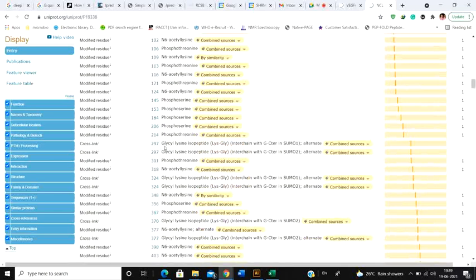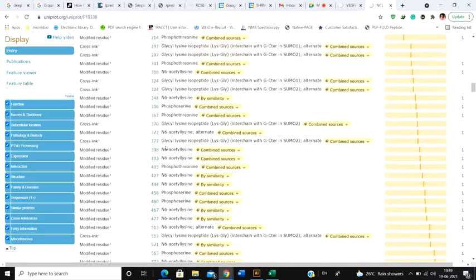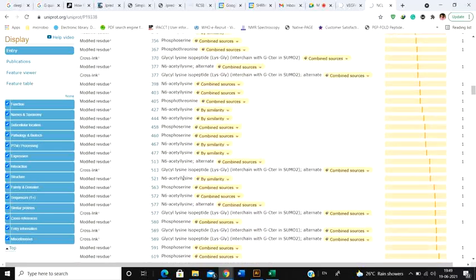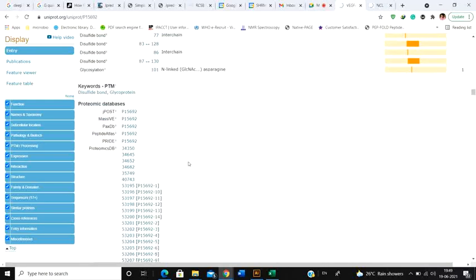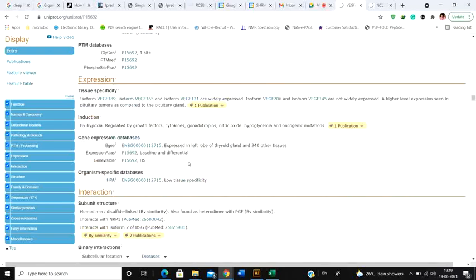You can see the different kinds of modifications: phosphorylation, acetylation, glycosylation, right? So all these different kinds of modifications take place. In some proteins the modifications are much more, in some proteins much less. Okay, so if you simply come down, it's going to show you the expression pattern, in which particular gland or which particular organism this particular VEGF is highly expressed.